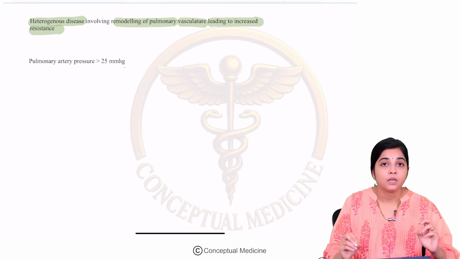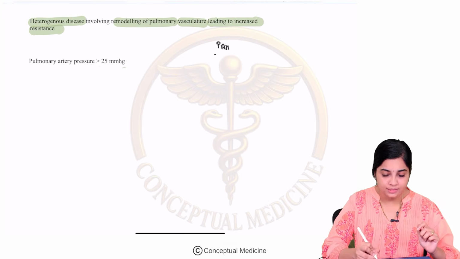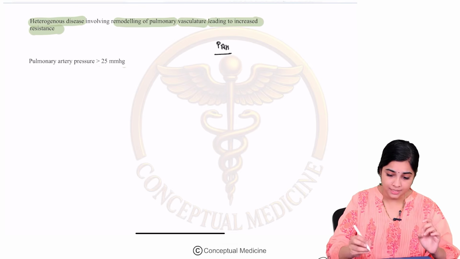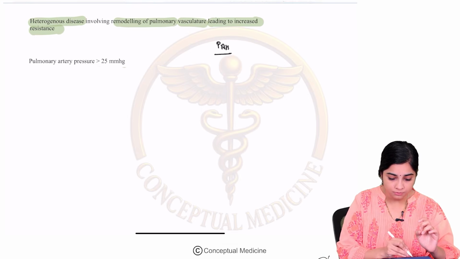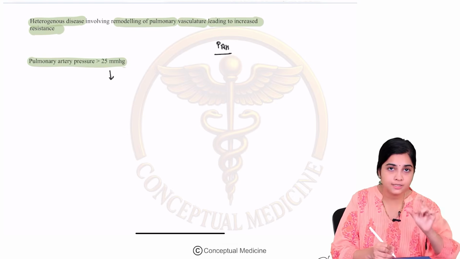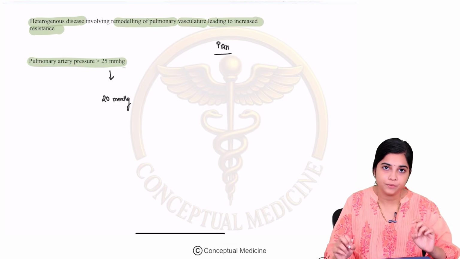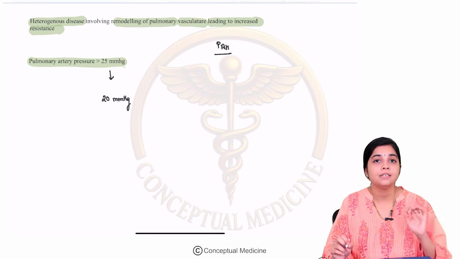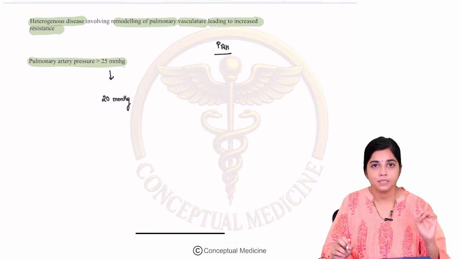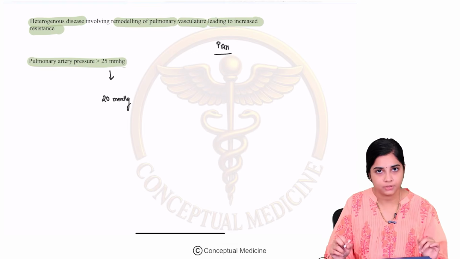Pulmonary arterial hypertension, PAH, is a subtype of pulmonary hypertension, and this is characterized by pulmonary arterial pressure more than 25 millimeters of mercury. In the latest definitions, this cutoff has been reduced to 20 millimeters of mercury. So pulmonary arterial hypertension is a subtype where you have the pressures in the pulmonary arteries more than 20 millimeters of mercury.